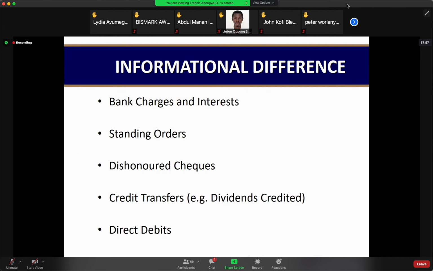Yes, Peter. Charges, but then the charges are too exorbitant. Looking at the number of customers they have and charging 5 cedis per customer for e-transaction is just too much. So at least they can charge, but not that much. Thank you. Okay. All right. Yes, Benson.